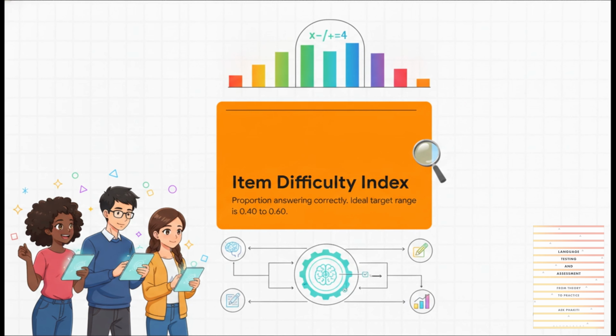analysis. The most fundamental metric we use here is called the Item Difficulty Index. It sounds fancy, but it is simply the proportion of students who answered a specific question correctly. So if 80% of your class got it right, the index is 0.80. Now, here is the absolute secret sauce you need to remember. The ideal target range for a test item is between 0.40 and 0.60. If it falls right in that pocket, it means it's perfectly challenging. It's not a total breeze, but it's not impossibly hard either. So it's basically the Goldilocks zone for an assessment.